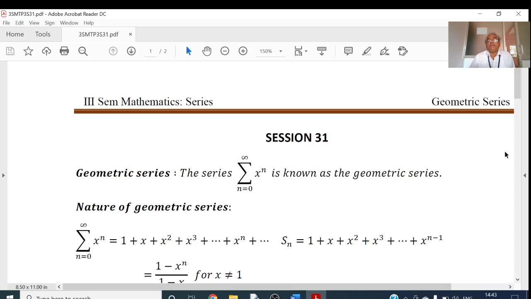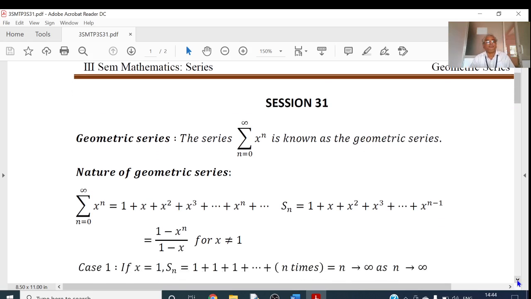In this video, we study session number 31 of third semester BSc Mathematics of Bangalore University, Bangalore City University and Bangalore North University. So in this session, we study the nature of the geometric series. The series summation x power of n is known as the geometric series.